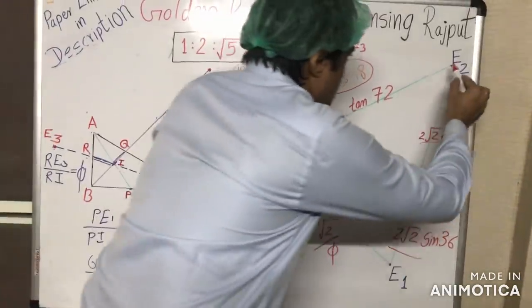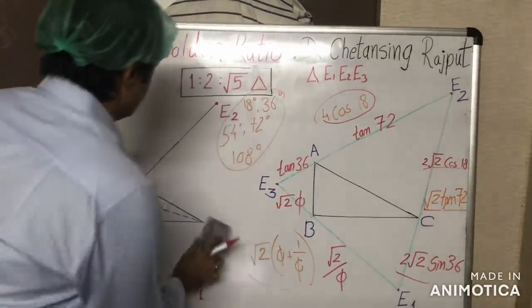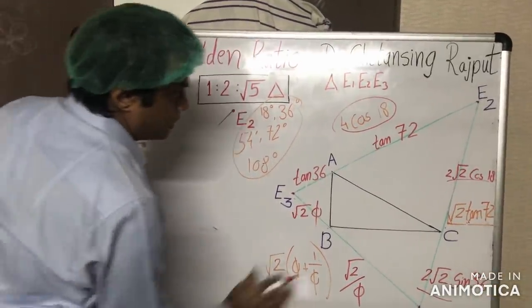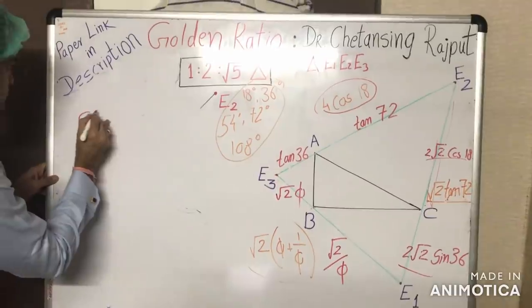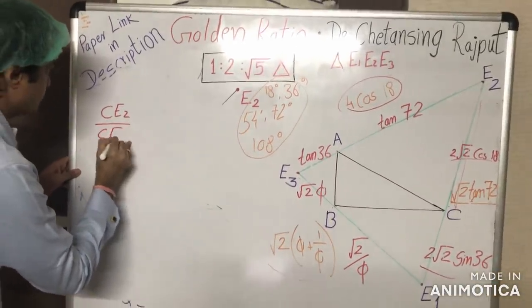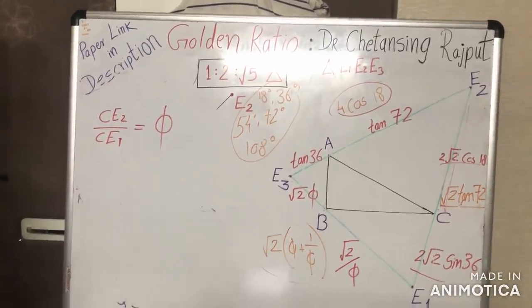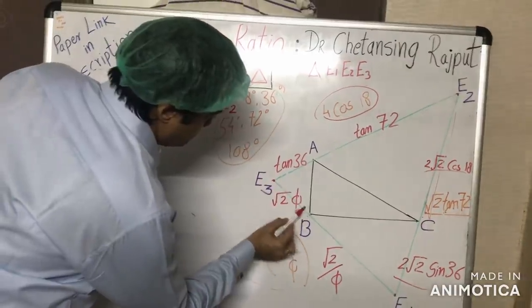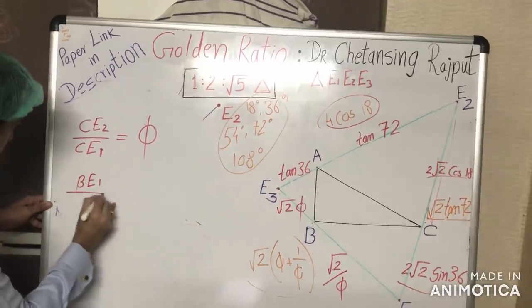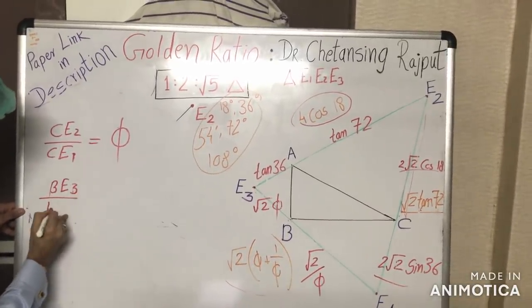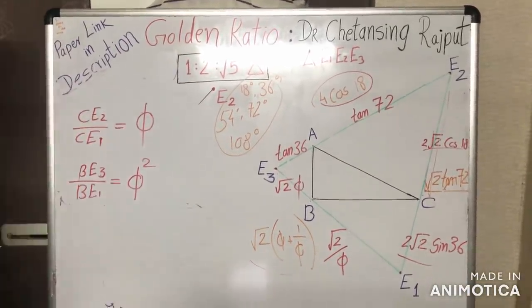Like ratios between this CE2 upon CE1. Let me write down. Ratio between these CE2 upon CE1, CE2 upon CE1 is precisely equal to golden ratio. Okay? Ratio between this BE3 upon BE1, BE3 upon BE1. This is precisely equal to phi square.